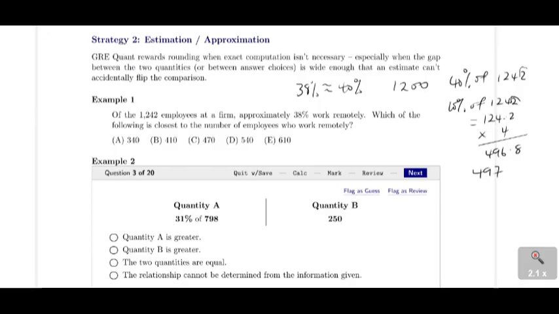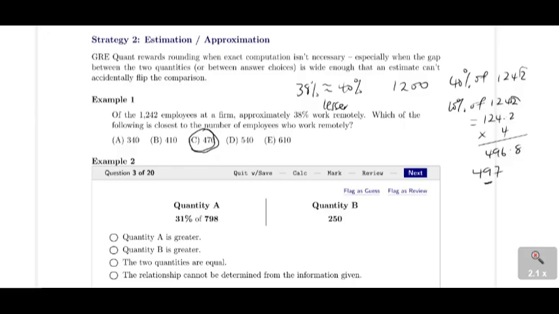Now, notice that 38% is a bit lesser than 40%, right? So if 40% of 1,242 is giving me 497, then it means that 38% will give me something less than this. So we need to go through the answer choices and look at something closer to 497. And when I go through, definitely, I'm going to pick my option C. That is the one that is closer to 497. And the answer is 470.